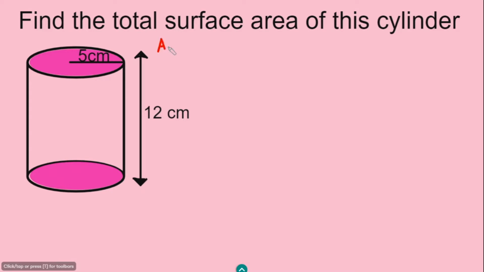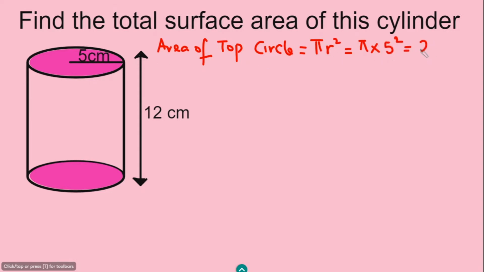Now, the area of the top circle can be calculated by the formula pi times the radius squared. Pi is going to be constant here, and the radius is 5. So you have 5 squared, and if you multiply this, it's going to give you 25 pi centimeters squared. And the same for the bottom, because it's identical to the top, it's going to be the same.